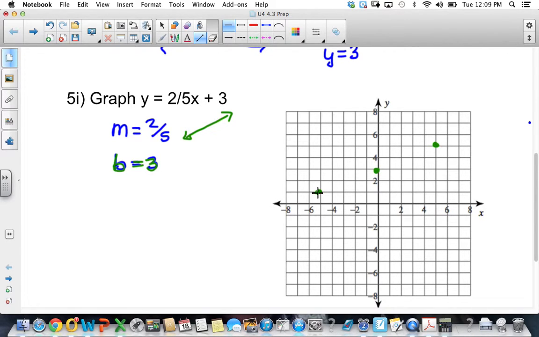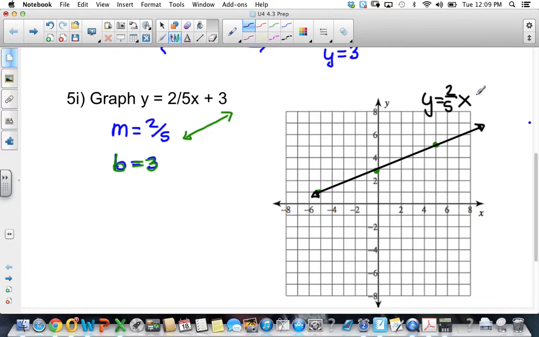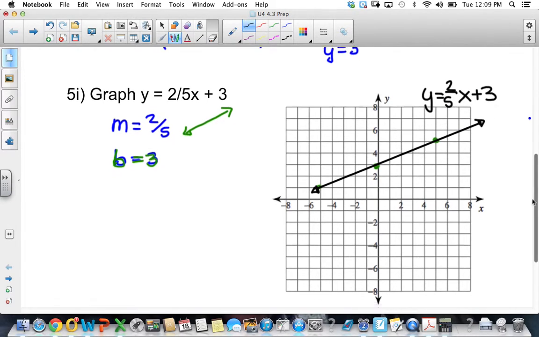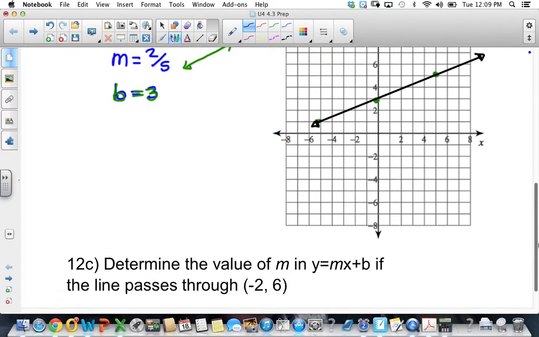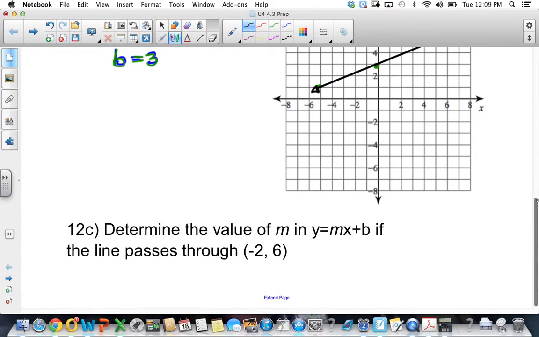And then you should use a straight edge. And you want to extend that line all the way across the paper, and you should have arrows on the end because lines go on forever. So this is the equation of the line y equals 2/5 x plus 3. Every point on this line will satisfy this equation. Pretty easy. All right, moving on to the last problem, which was 12C.